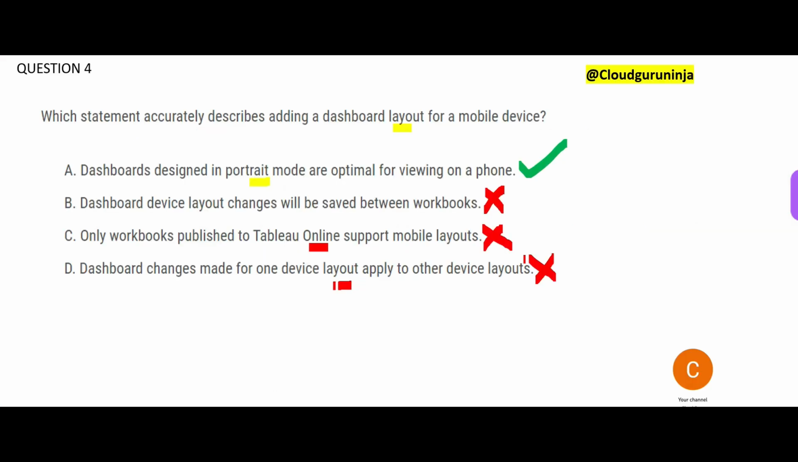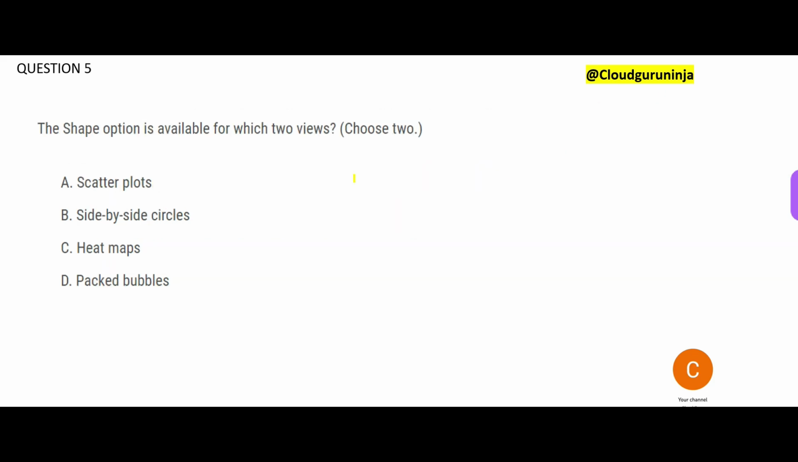So D is wrong as well. So A is the right answer. So the shape option is available with which two views? So this is the next question we are trying to address. You got a shape option and we have to choose two answers.